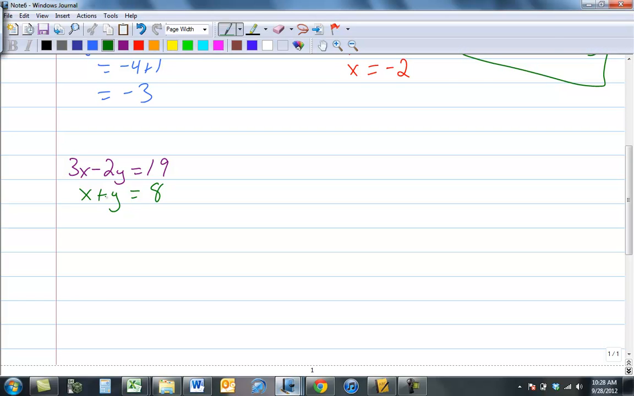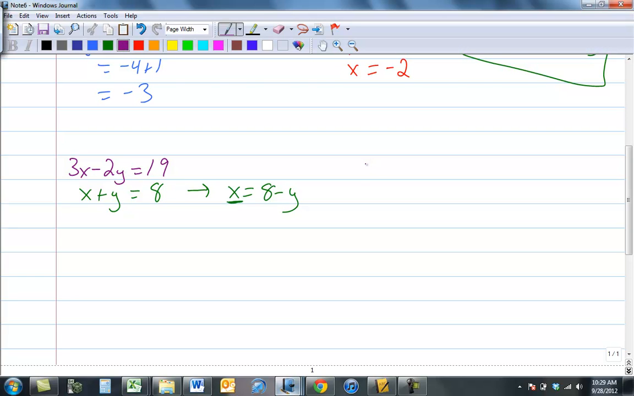All right. Now, what I'd rather do is get x by itself, rather than having to distribute the 3. So I'm going to get x by itself on this bottom one. Again, does it matter which one you get by itself? No. So x is equal to 8 minus y. Alright, but now I've got a variable by itself, and I'm going to substitute that into the top equation.